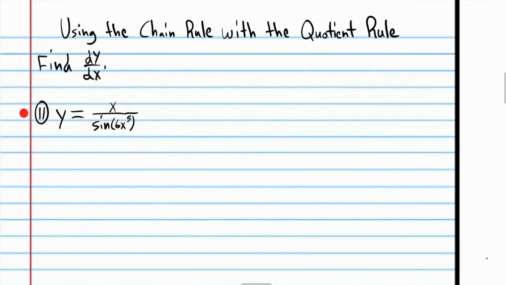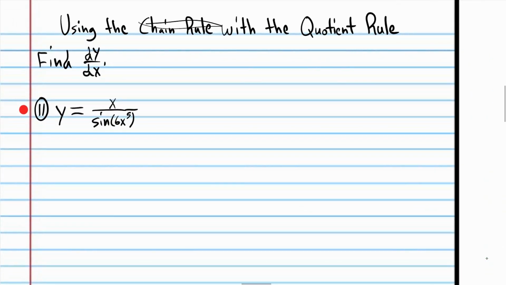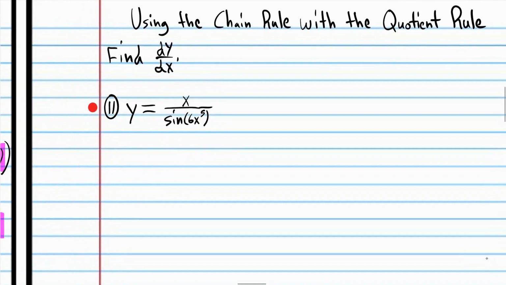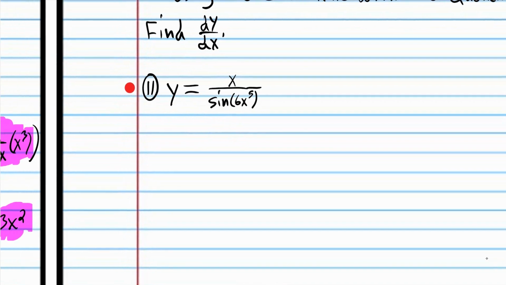So now we're going to use the chain rule with the quotient rule, because we have a fraction here. We're dividing one expression by another expression, so if you want to find the derivative of the resulting expression, we have to use the quotient rule. But you're going to find that as we use the quotient rule, we're also going to have to use the chain rule because we have a function inside another function.